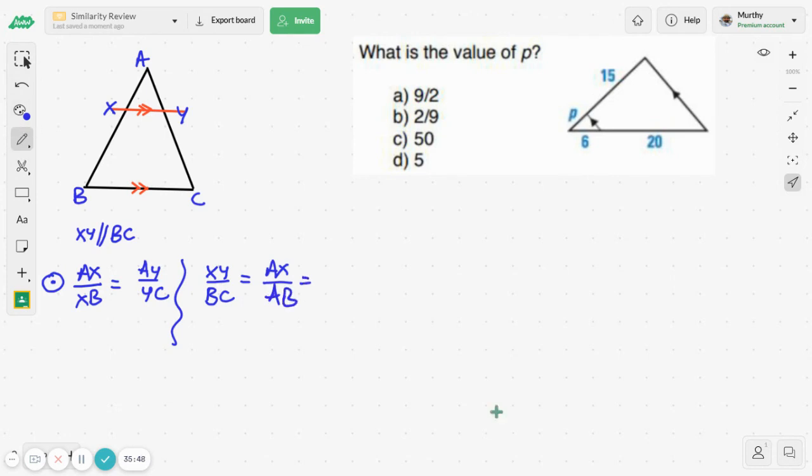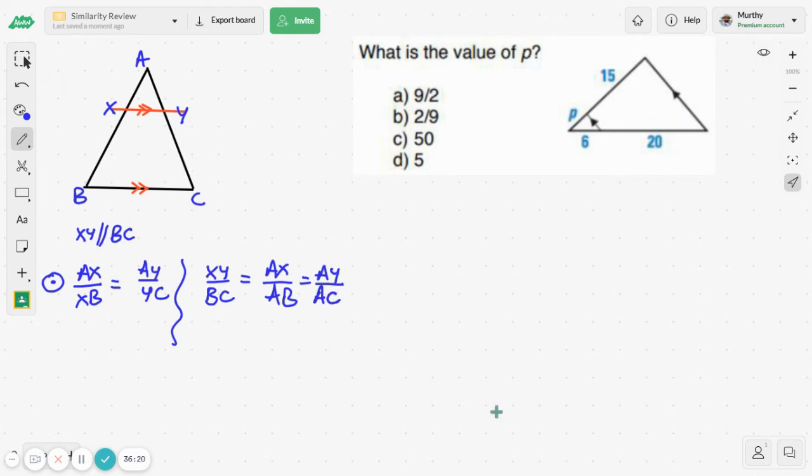Why I'm taking it this way is because if I have to take XY over BC, please notice that XY is one side of small triangle, BC is one side of large triangle, right? Now, the third one is AY. This is one side of a small triangle, AY over, and one side of the large triangle means I have to take here AC.